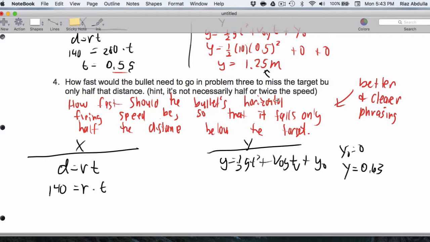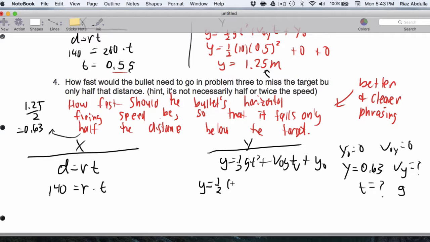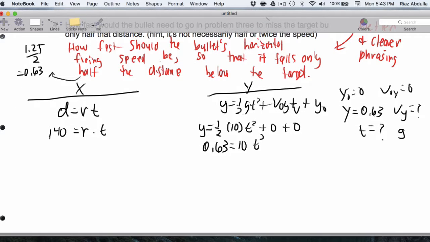So it falls half the distance. I'm going to say that's 1.25 divided by 2, which is 0.63. V naught y is 0. Vy is unknown. Time is unknown. And we have the acceleration g. So y equals 1/2 times 10 times t squared plus 0 plus 0. Y is 0.63, which equals 5 t squared. So 0.63 divided by 5 is t squared, and t is 0.126 under a square root.